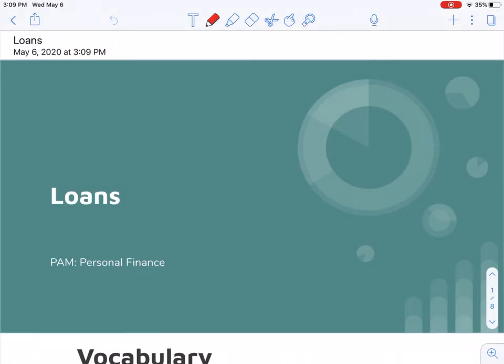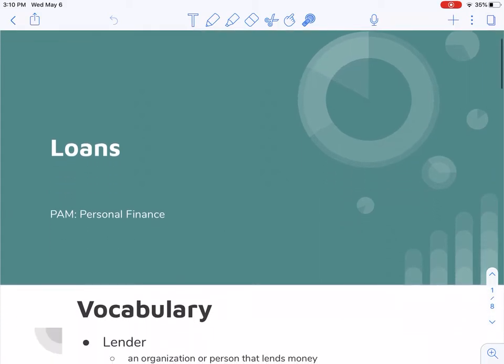Okay, we are going to be looking at loans and talking about how they work, some different pieces of them, and particularly how an amortization chart works. And so you're going to get to see a little bit of that at the end here.